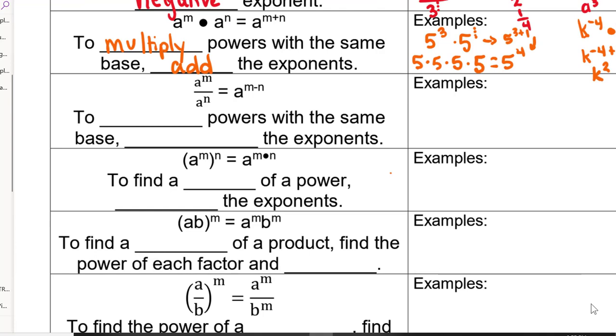Next, we have dividing powers. When we're dividing powers that have the same base, that's a requisite, that's required. The powers must have the same base. What we can actually do, the shortcut, would be to subtract the exponents.